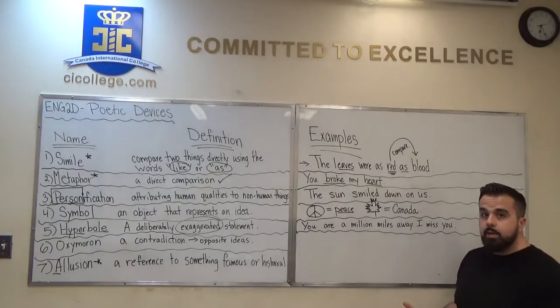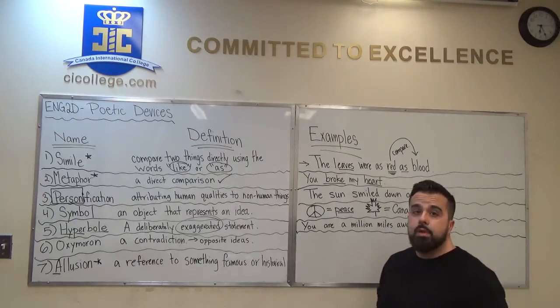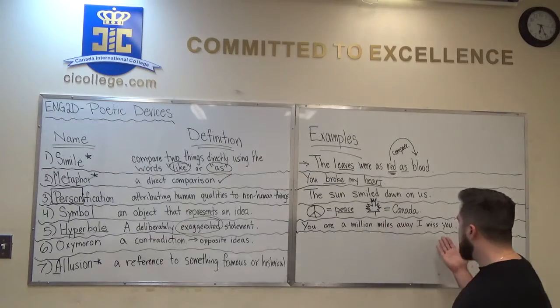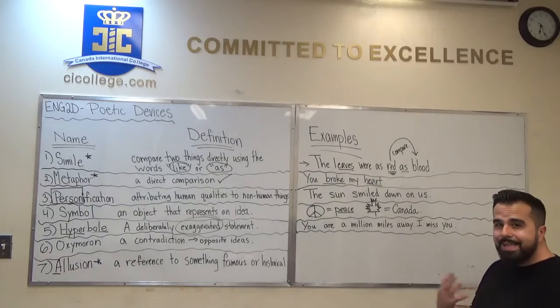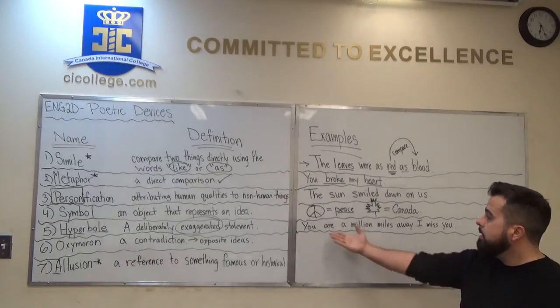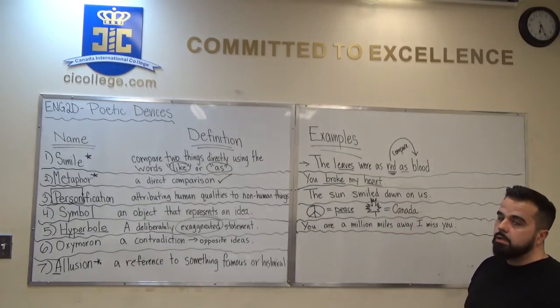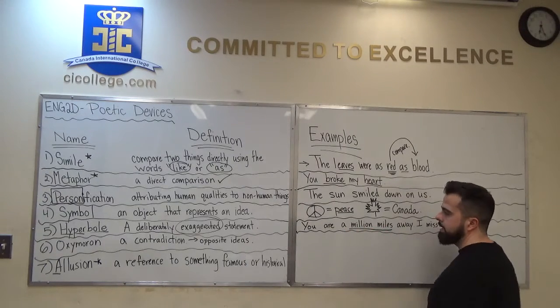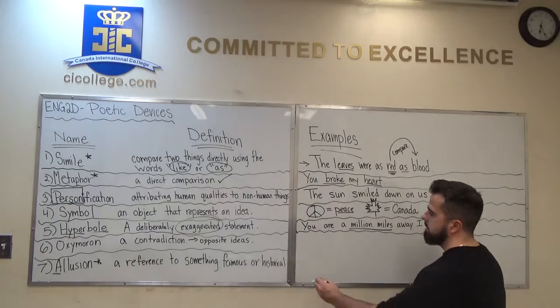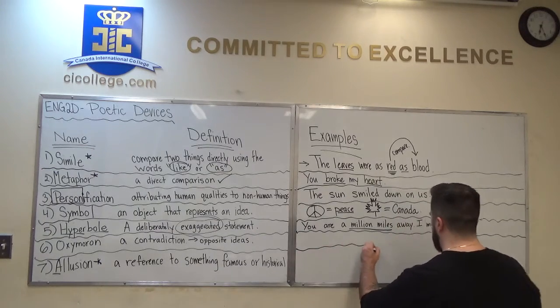Now, if I was telling someone I miss them because they've traveled far away from me, I could just say the first part. I could say, I miss you. But if I really want them to know, I exaggerate a little bit. And I say, you're a million miles away. A million miles is a long way away. So I exaggerate for effect. Alright, next.